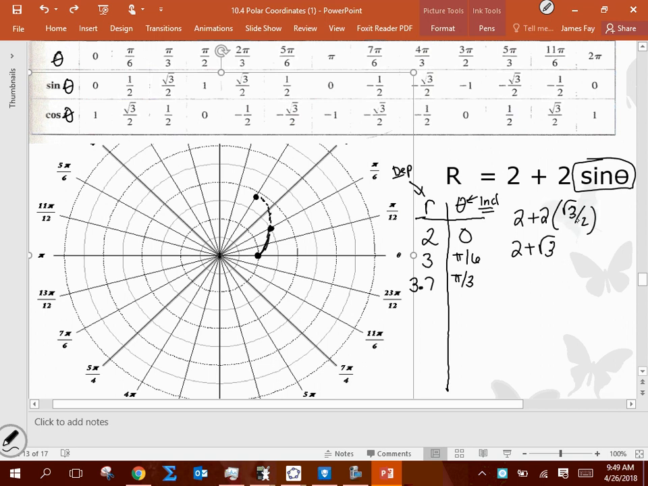Now I'm going to try pi over 2. Plugging in pi over 2, sine turns into 1. So 2 plus 2 times 1 gives me 4. So for pi over 2, go up to 4.